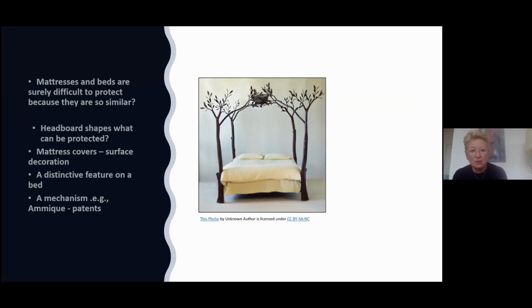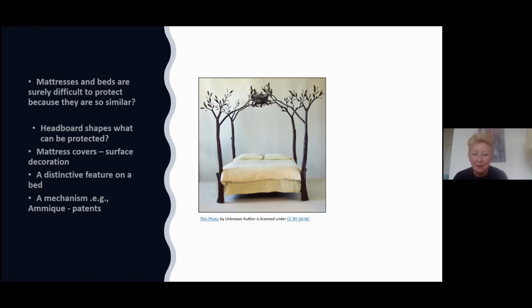before I go on to that, I'll just give you this rather ornate example of a question that was given to us, saying, well, mattresses and beds are surely difficult to protect because they're so similar. Well, this is going from one extreme to the other, but it just shows that this is an example of the design of something that could be protected, because you've got all those elements that make it distinctive.